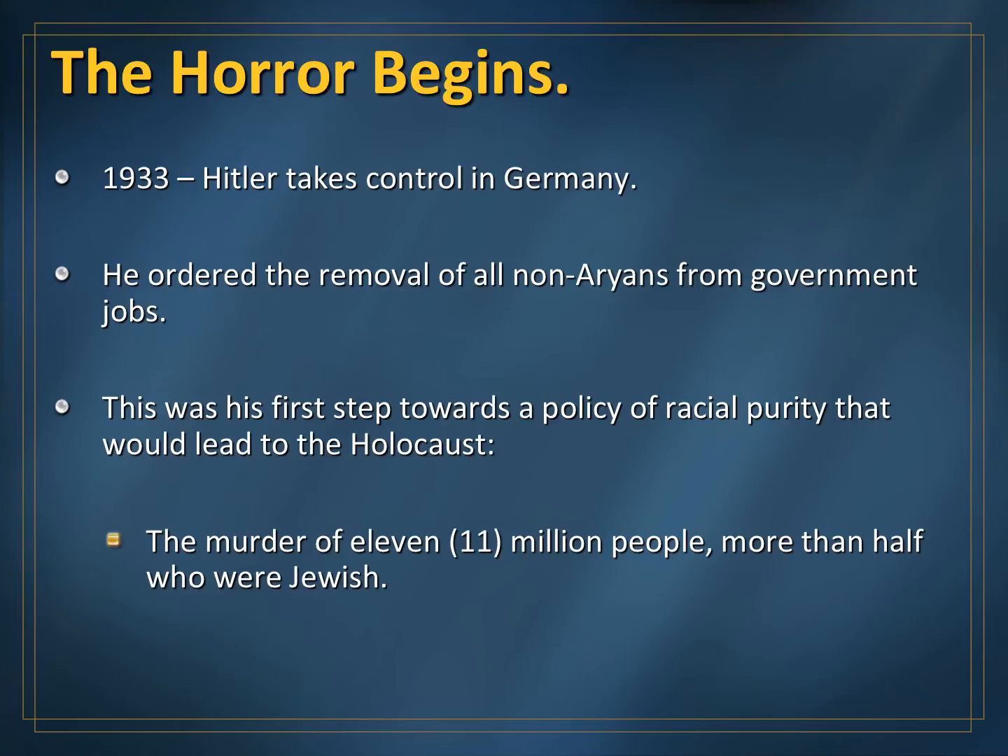Okay, so the horror begins. So in 1933, remember that Hitler takes control in Germany. He ordered the removal of all non-Aryans from government jobs. Remember, those are people who he didn't believe matched his idea of a perfect race. Okay? And this was his first step towards a policy of racial purity that would eventually lead to what is known as the Holocaust. And the Holocaust was the murder of 11 million people, and sadly more than half of them were Jewish.